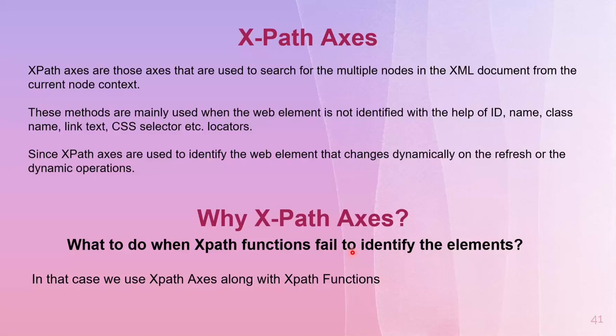Now the Xpath Axes are those axes that are used to search for multiple nodes in the XML document for the current node context. Now what is this current node context? We will understand while studying the relationship of nodes.